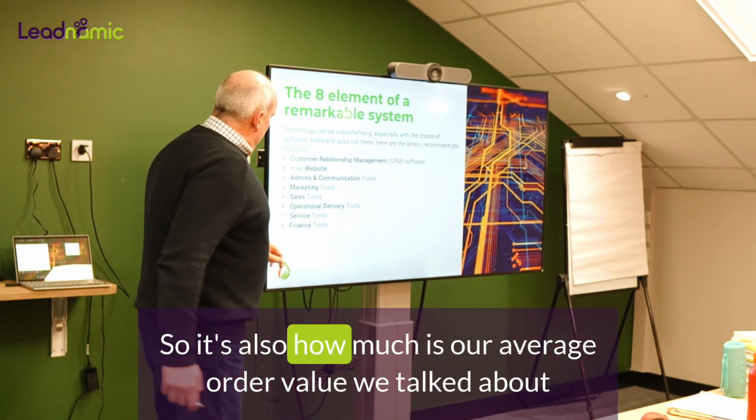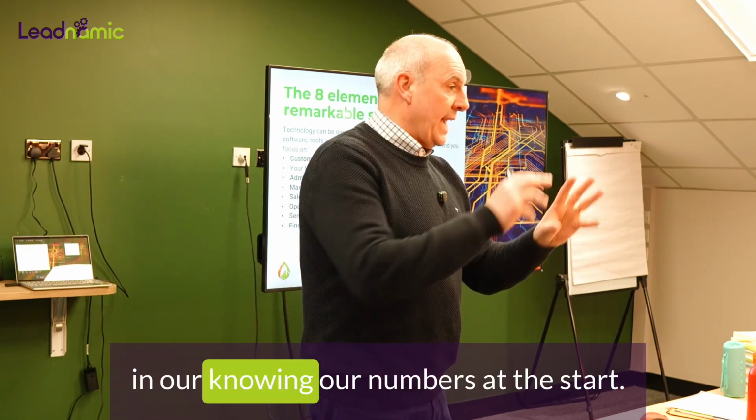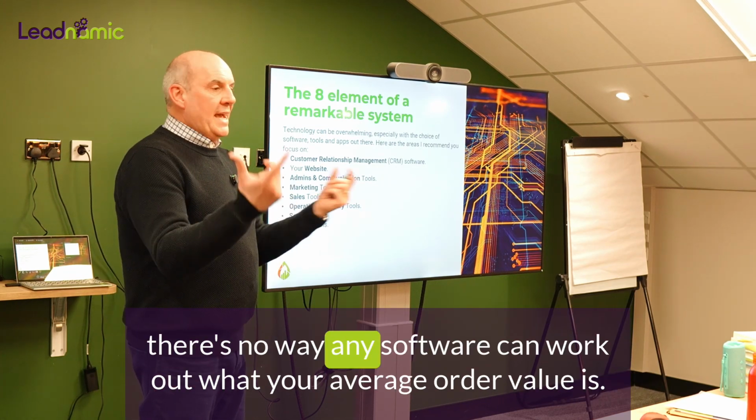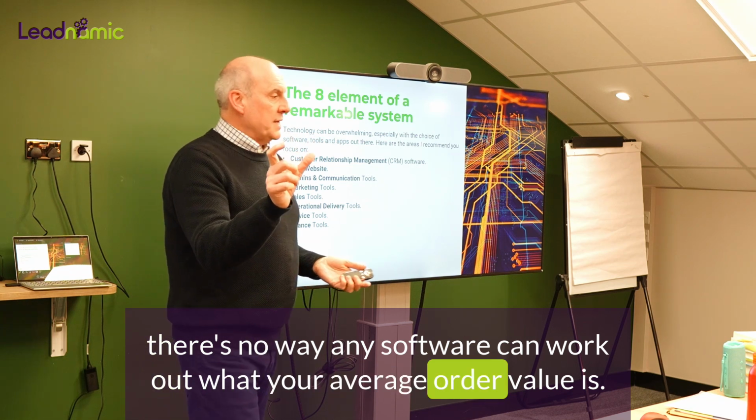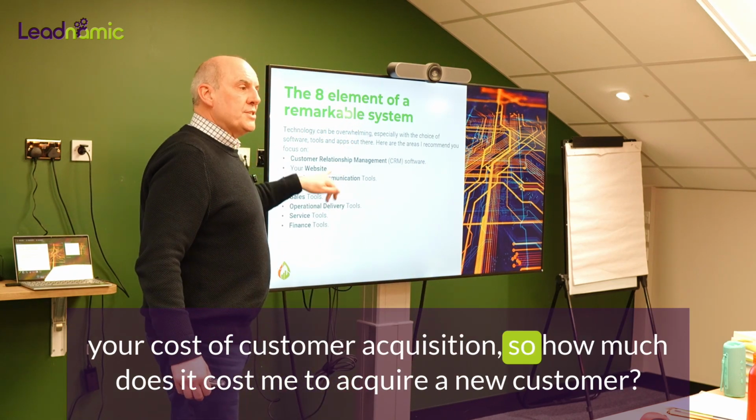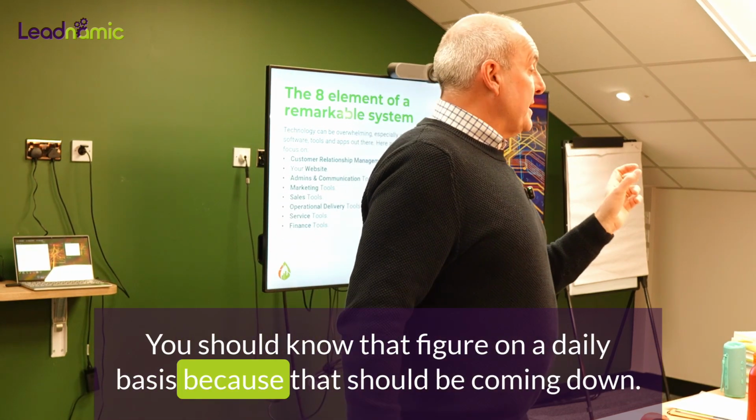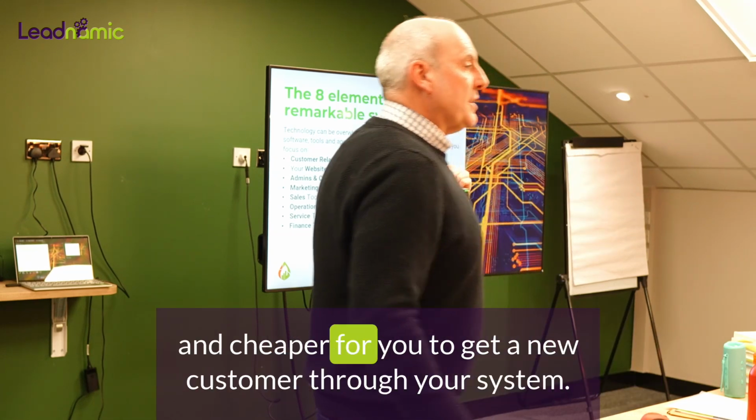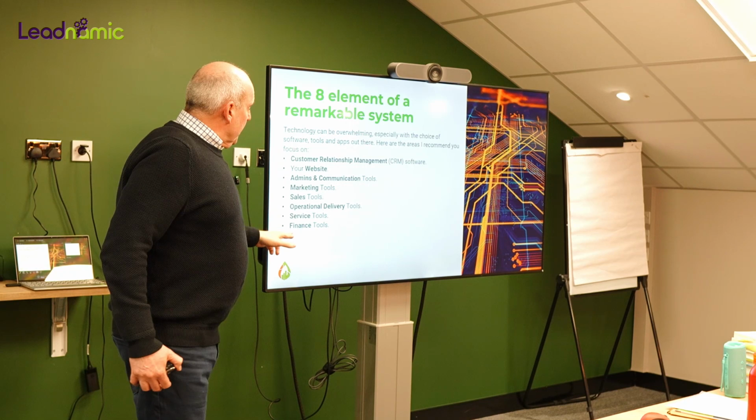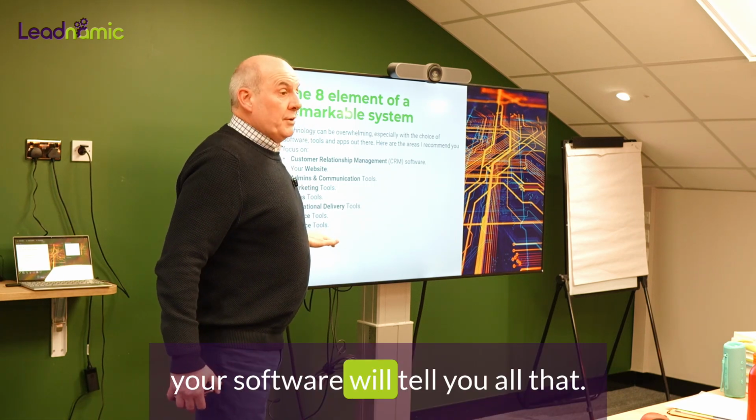So it's also how much is our average order value we talked about in knowing our numbers at the start. Unless you have those figures in there, there's no way any software can work out what your average order value is. And you want that to be going up. Your cost of customer acquisition, so how much does it cost me to acquire a new customer? You should know that figure on a daily basis, because that should be coming down. The better you get at marketing, it should be getting cheaper and cheaper for you to get a new customer through your system. So these are little advanced metrics, if you like, but your software will tell you all that.